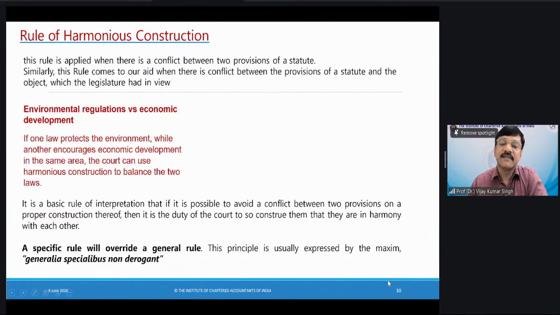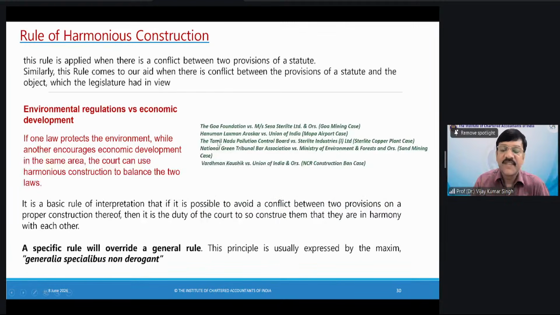Similarly, in case of economic matters, they also talk about the rule of harmonious construction. Harmonious construction comes from the word harmony. One of you has asked the question, what is harmonious? Harmonious is basically harmony between two provisions, or between the object and the provision, right? This is called harmonious. There is another case, that is Goa Foundation, Hanuman. These are all environmental law matters wherein the courts have made a harmonious construction. They have tried to make a balance between economic development and, at the same time, the environment.